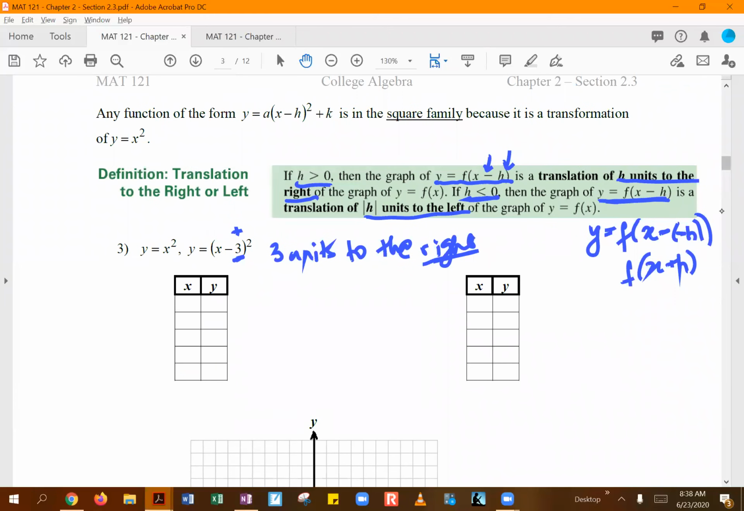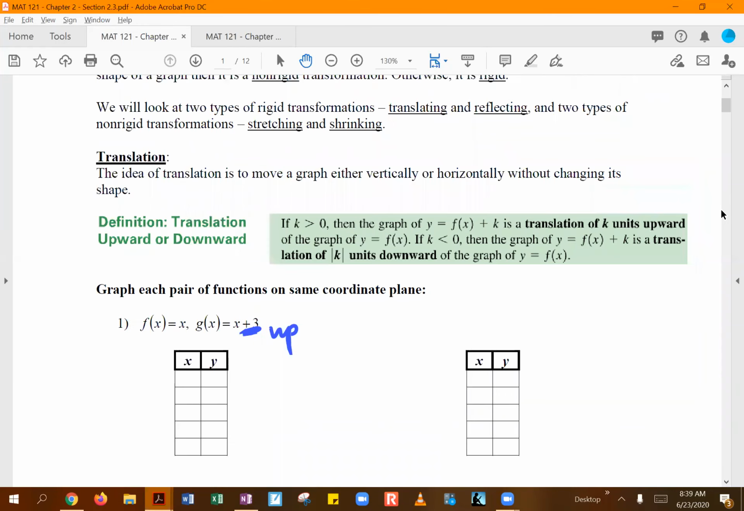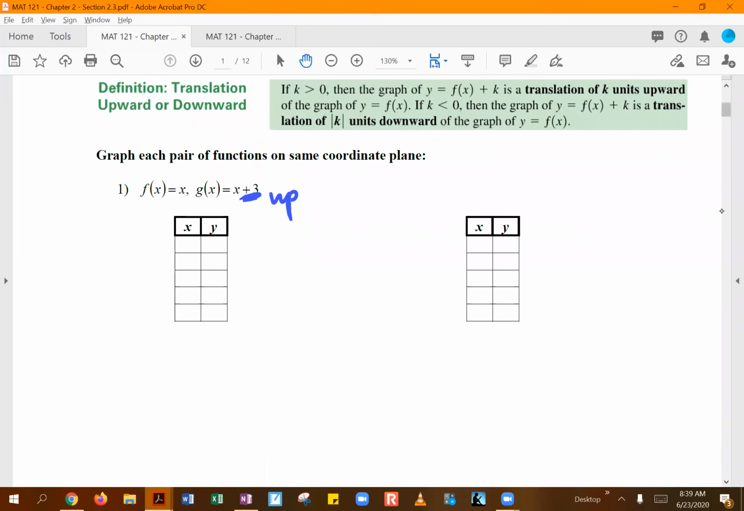Remember, for horizontal translation, these numbers have to be added or subtracted from the x variable, not from the function itself. If you go back to the original equation, this x minus h on that first form tells us you have a horizontal movement left or right. This k, at the end of your function, is moving your graph up and down.